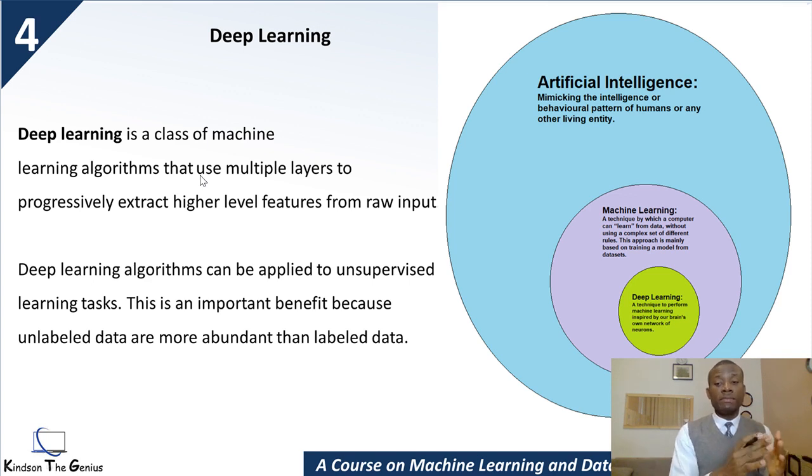So when the network becomes so complex, with so many layers, thousands of layers, and thousands of perceptrons or neurons coming together, we now talk about deep learning. There's nothing fancy about it, simply that it's a bit more complex than normal machine learning models, right? It can be applied to any of the learning tasks I mentioned. This is an important benefit because unlabeled data are more abundant than labeled data.